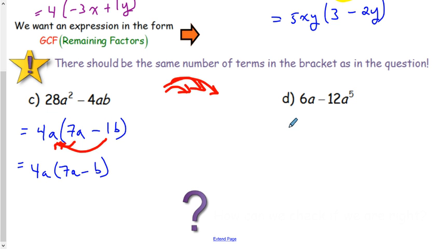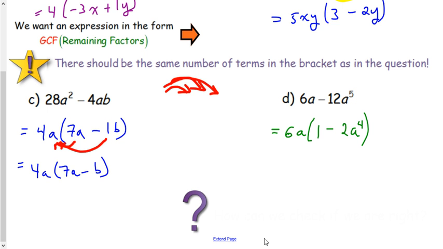Common factor. Well, I can take a 6 out of each of them, and I can take an A out of each of them, but no more than that, just a single A, because my first one just has a single A. So 6A divided by 6A is just 1. 12 divided by 6 is going to be 2. And A to the 5, divide one of those A's out, I got 4 of them left over. There we go, we factored it.